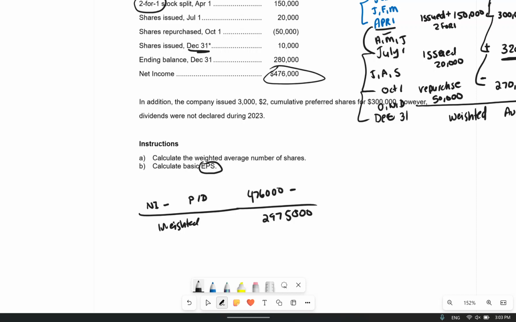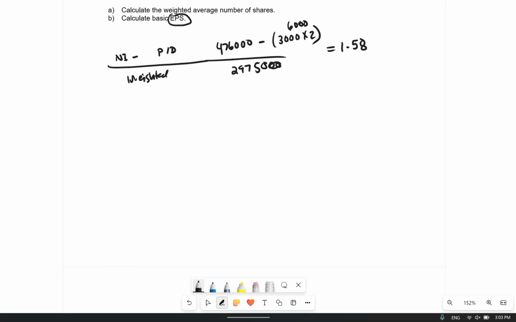000 minus your preferred dividend, that is 3,000 shares times the 2, that is your 6,000, and then I will get the earning per share of 1.58. So that's what the earning per share is.